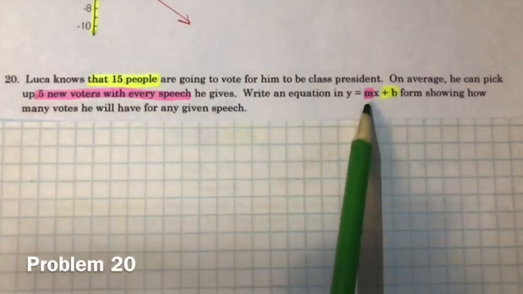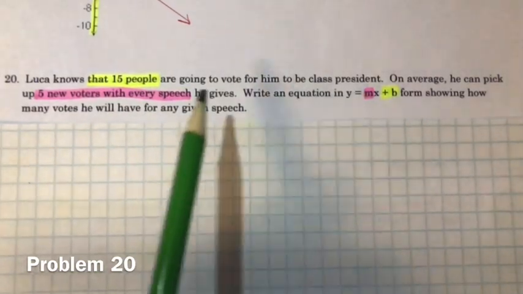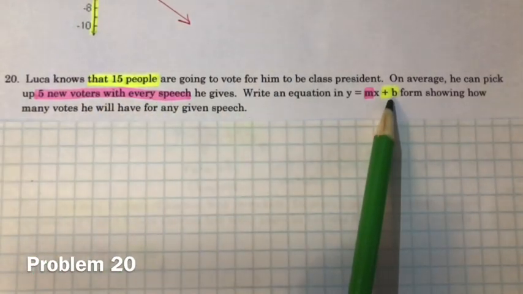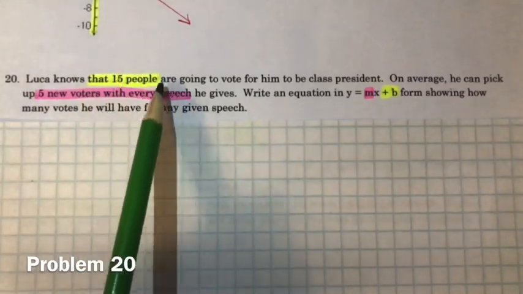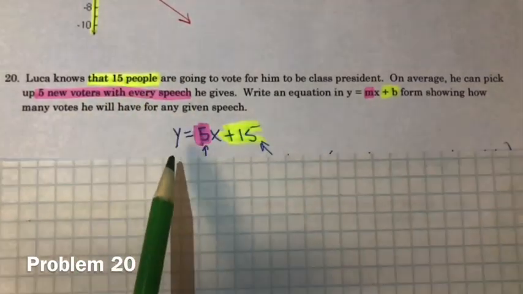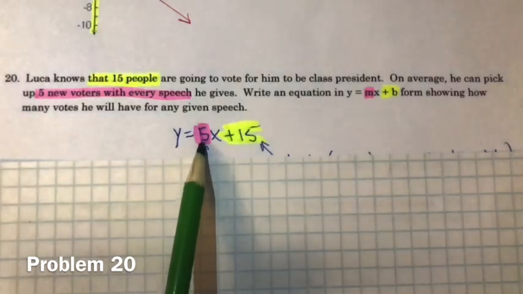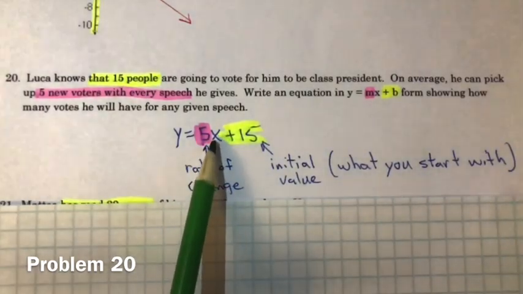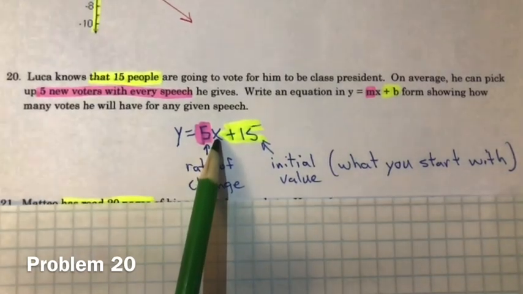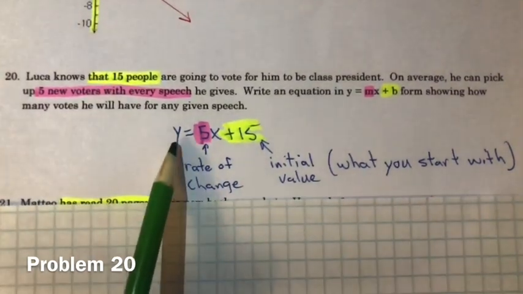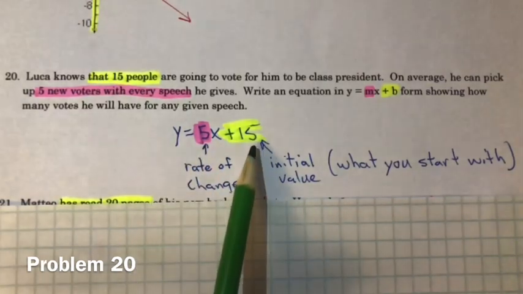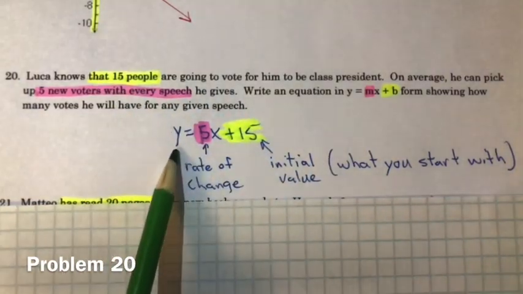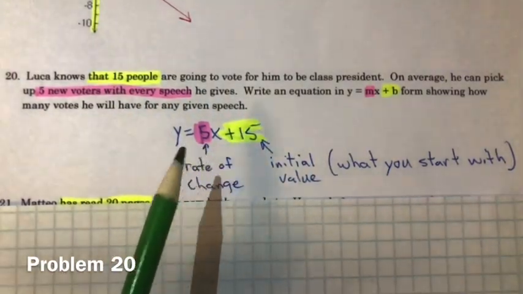So the rate of change is the slope. Here's the rate of change. This is what's changing. And the b is the initial value, what you start with. Well, he's starting with 15. So in slope-intercept form, he's getting 5 new voters for every speech. X represents the number of speeches, and y represents the total number of voters. And 15 is the initial value, what he started with. So the equation is y equals 5x plus 15.